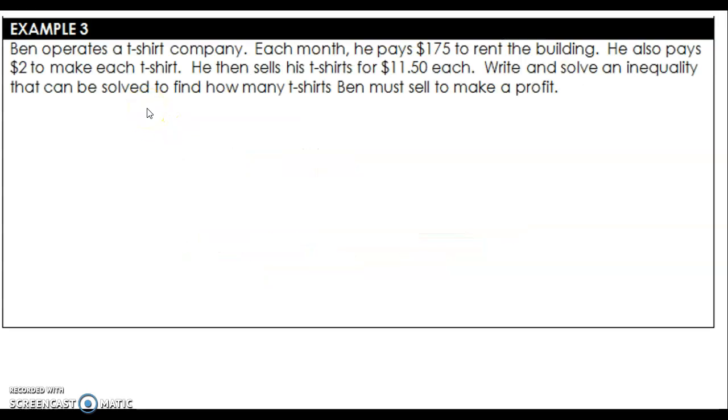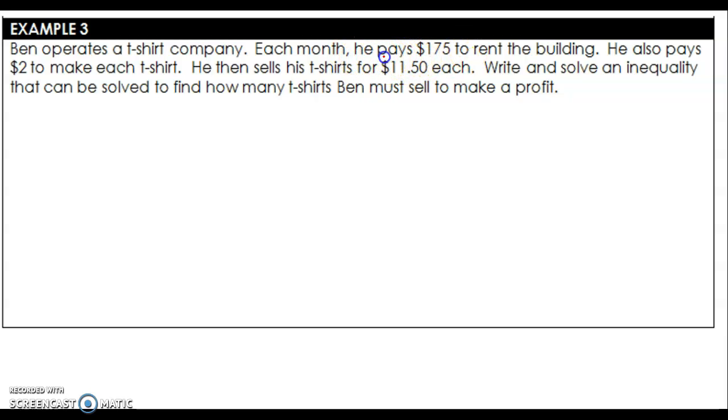Now, in this example, Ben operates a t-shirt company, and each month he pays $175 to rent the building. He also pays $2 to make each shirt. Then he sells the shirts for $11.50 each. We need to write and solve an inequality that can be solved to find how many t-shirts Ben has to sell to make a profit.